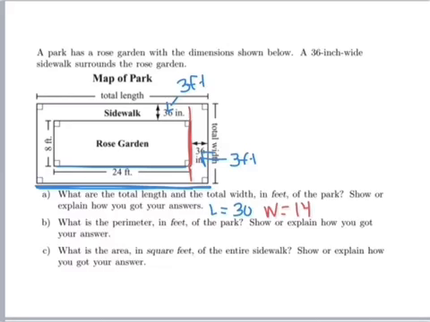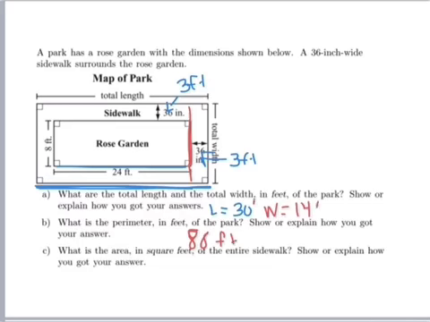So what's the perimeter of the park? Well, then I want to add 30 plus 30, and then 14 plus 14. So that's going to give me 88 feet. And both of these were also in feet.